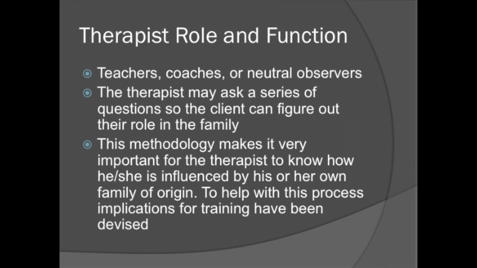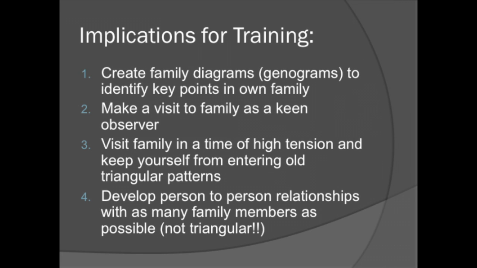A Bowen therapist will establish the tone of therapy as a teacher, coach, and neutral observer. It is common for the counselor to ask a series of questions so the client can figure out their role in the family. But the steps necessary to bring about self-differentiation is the client's job. The importance of a counselor knowing their own family influences is highlighted by the implications for training. Implications for training were developed by Bowen in 1972.